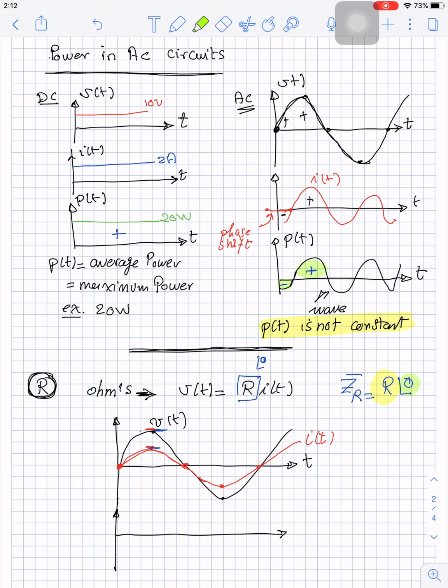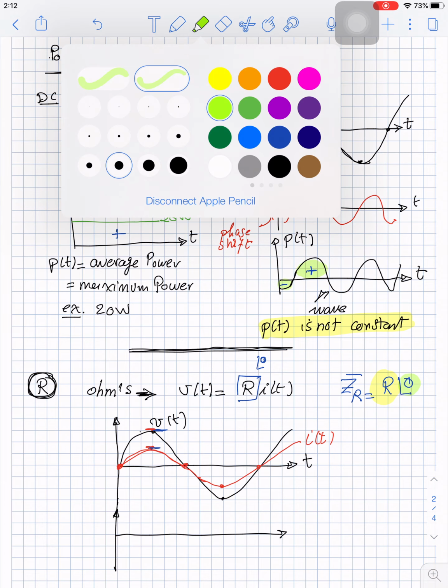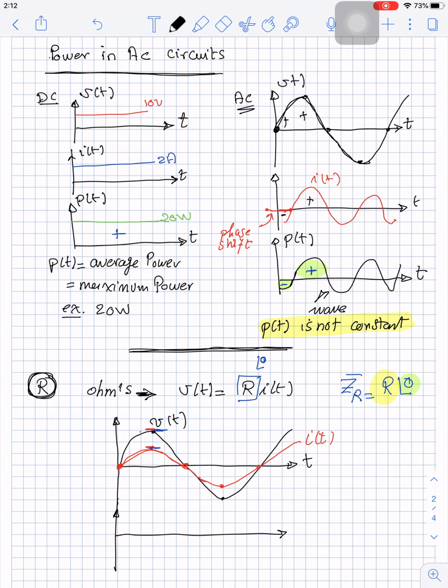So the impedance, as we said, has two pieces of information. What is the relation between magnitudes? And what is the relation between phase shift or angles? As you can see here, the resistance has 0 angle difference between V and I. You can see that they start together and end together. Why does this happen? Why for a resistance is there no shift between V and I?